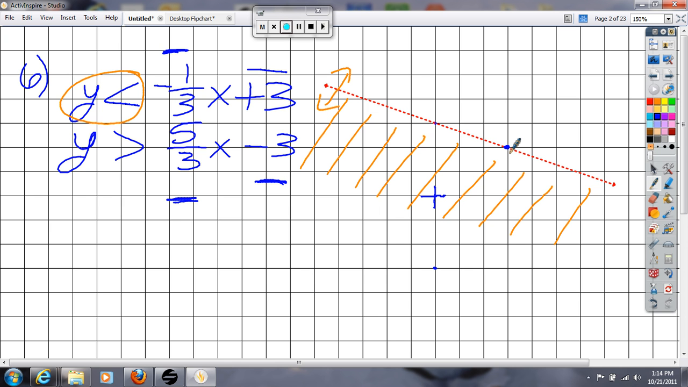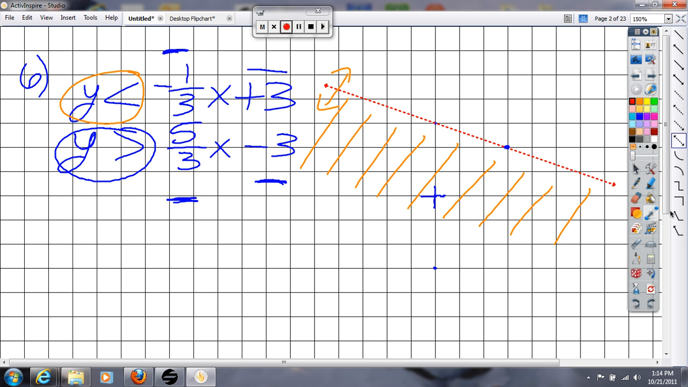Well, we're not after points, we're after areas this time. And again, there's no equal sign. So, since there's no equal sign, we need a dotted line again. And my dotted line is going to go through this point and through that point.